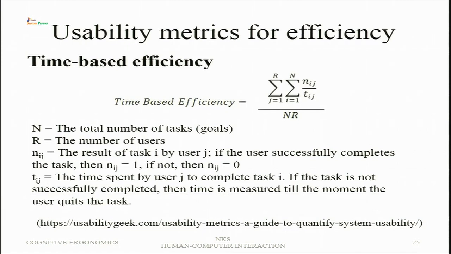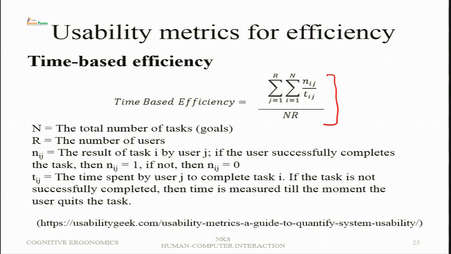Then usability. How do we measure usability? In terms of efficiency, one is time-based efficiency. And this is a simple formula of time-based efficiency, where N is the total number of tasks or goals, R is the number of users. So overall efficiency depends upon the number of users for a particular task.